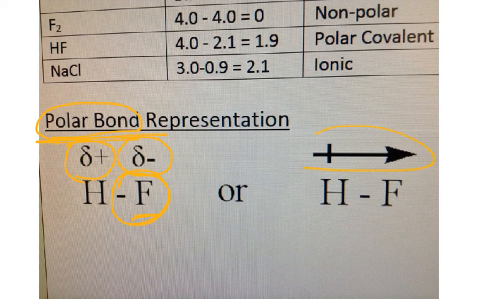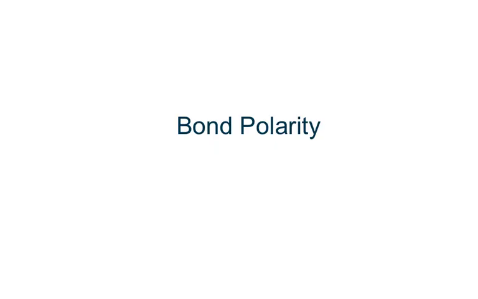The other way you can do it is with an arrow, and you point the arrow towards the more electronegative atom. And so this one tells you that even though they're sharing those electrons, they're going more towards the F at any particular time than the H. All right, hopefully you understand the bond polarity.